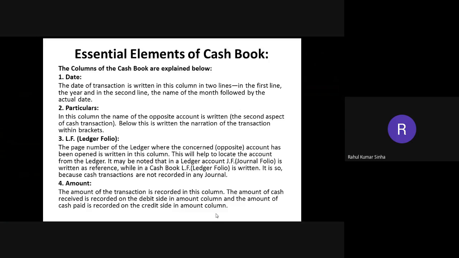It means suppose wages paid. It means the cash is going outside of the business due to the wages. So you will record wages by wages on the credit side. Ledger folio, it means the page number and the amount in which you write the amount of the transaction. Suppose wages paid rupees 5,000, you will write 5,000 in the amount column.